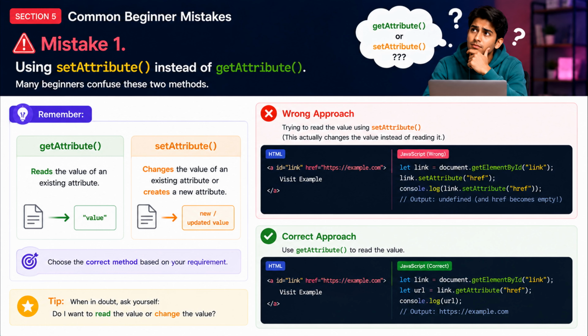Section 5. Common beginner mistakes. Mistake 1. Using setAttribute instead of getAttribute. Many beginners confuse these two methods. Remember, getAttribute reads the value of an attribute. setAttribute changes or creates the value of an attribute. Choose the correct method based on your requirement.